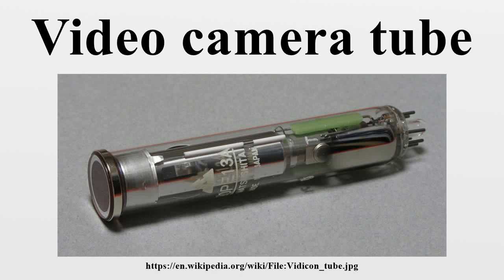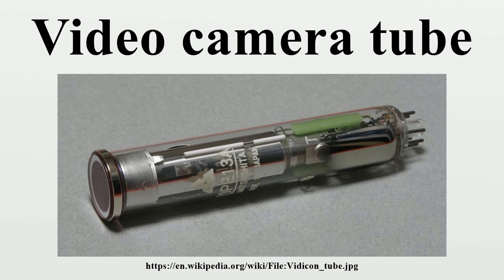The video camera tube was a type of cathode ray tube used to capture the television image prior to the introduction of charge-coupled devices in the 1980s. Several different types of tubes were in use from the early 1930s to the 1980s.